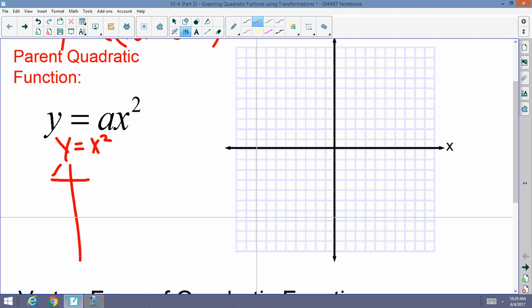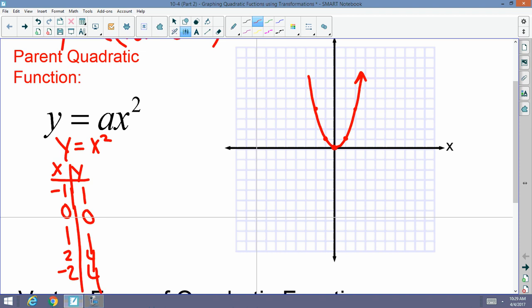So if I make a little table here, guys, let's go negative 1, 0, and 1. When x is negative 1, y is 1. When x is 0, y is 0. And when x is 1, y is 1. So my parent function of a quadratic is this right here. And if you want, we can even get more technical. Let's go 2 and negative 2. And then it'd be 4 and 4. And that is the parent function of a quadratic.